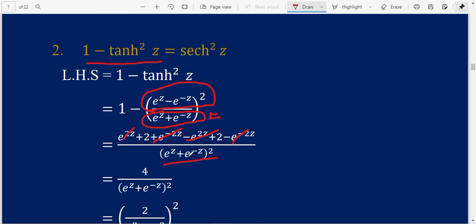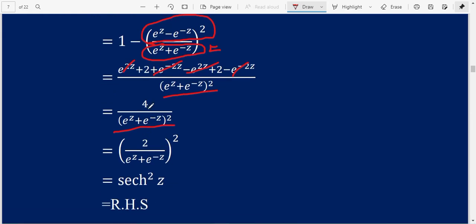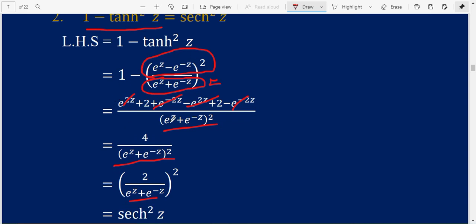So 2 plus 2 is equal to 4, e raised to z plus e raised to minus z, whole square. So 2 square is equal to 4. So 2 square upon (e raised to z plus e raised to minus z) whole square. So this is sech square z, which is equal to the right hand side. So left hand side is equal to right hand side.